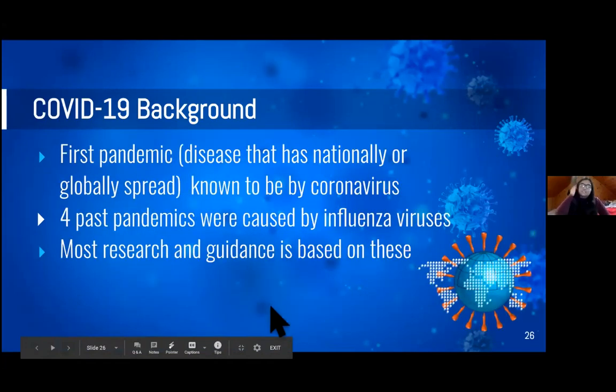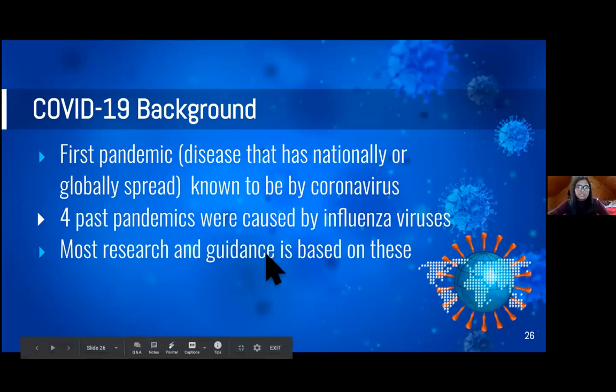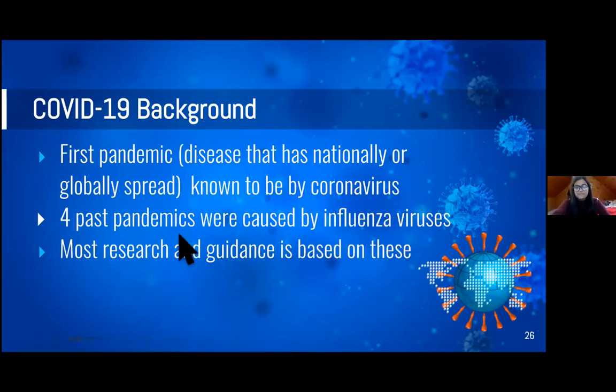The thing that's different about COVID-19 is that it's the first pandemic, which is a disease that has spread nationally or globally, known to be a coronavirus. There were four past pandemics, and they were all influenza viruses. So most of the research and guidance that we have today is based on these influenza viruses, and we don't really have anything specific to this virus.